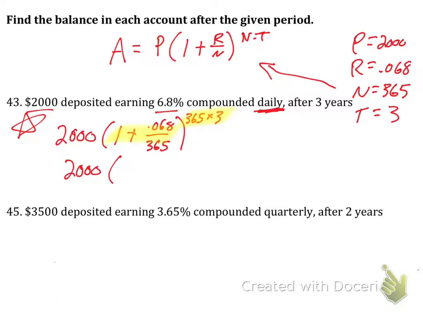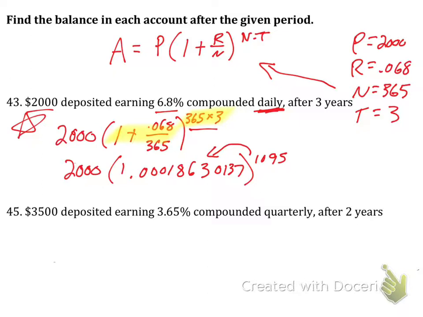So this one actually might be better suited for a calculator. So I get 1.00018630137, okay? And what I can do there is just write it in. And then I got to do 365 times 3. So 365 times 3 is equal to 1095. So then from there, I got to take this really long decimal and raise it to that power.